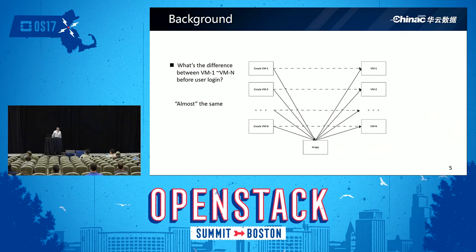What is the difference between VMs if a user creates many virtual machines using a single image? What does single image mean? It means all these machines are like Ubuntu or CentOS 7.2. What is the difference between them? I think they are almost the same, except the CPU numbers, the memories, the NICs, the disks. Otherwise, it's the same, except for what I just told you. If the user selects the same flavor, all of them are the same before the user logs in. This is the key we try to optimize.